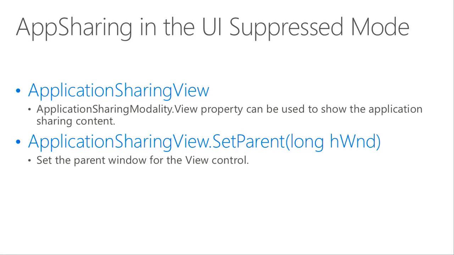We have an application sharing view control created just to view the application sharing from the remote side. It's a property of application sharing modality. You can get the view by calling application sharing modality.view. Then you can set the parent of this view to your Windows Forms application or to your WPF application. You can simply call set parent with the window handle of the parent window, so that it can show up on your parent window of your application.